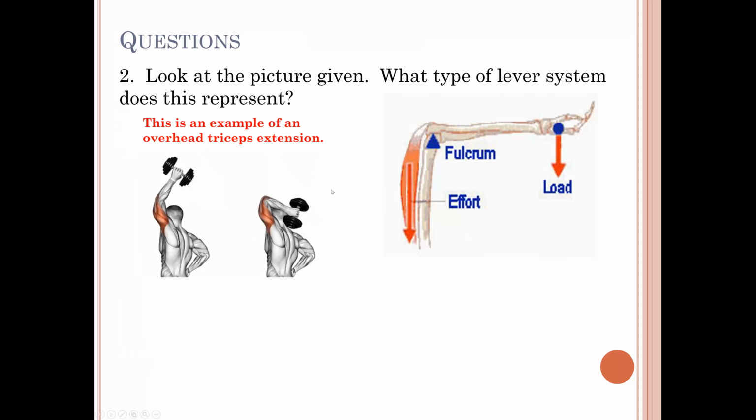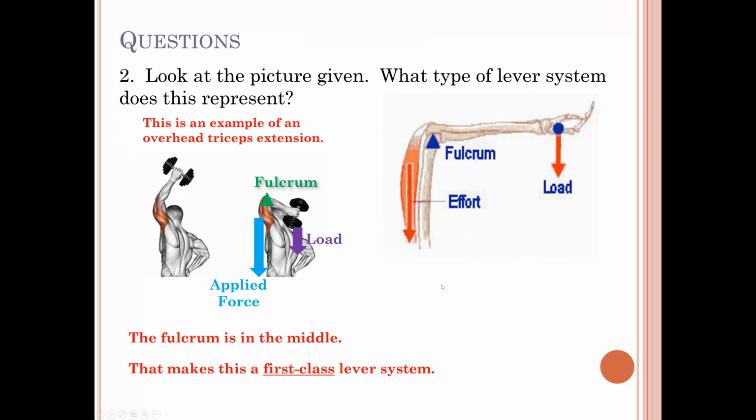So if we look at this picture and compare it to this picture, the load is caused by the weight that's in my hand. The fulcrum is going to be my elbow. That's the fixed point around which movement occurs. And the applied force is the pull of the triceps that is used to straighten the elbow. All right, so if we look at the 3 parts of this lever, we have the applied force, the fulcrum, and the load. We can see that the fulcrum is in the middle, and that makes this a first-class lever system.